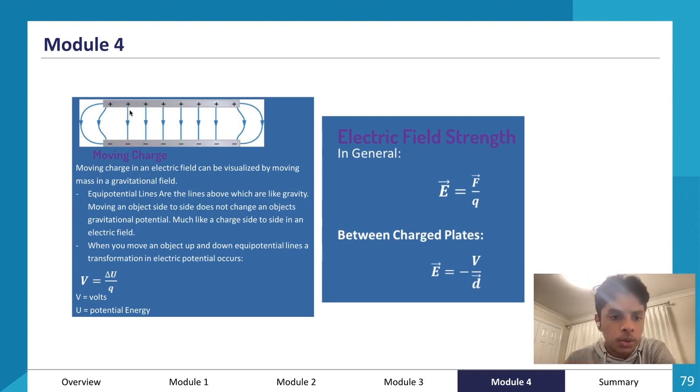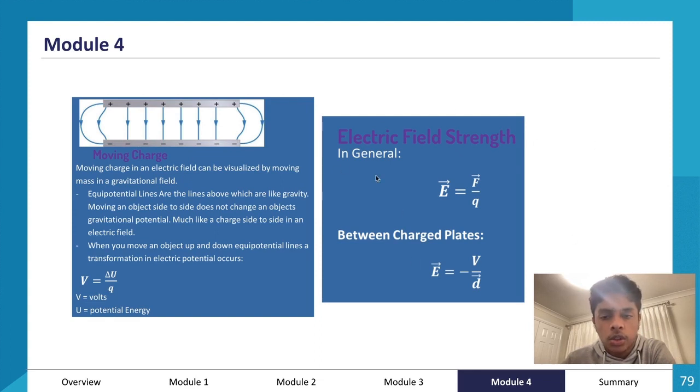So the distance between this field line and this field line has to be the same as the distance between this field line and this field line. So all these increments of separation have to be equal to one another. The other thing is that it always travels from the positive plate to the negative plate.